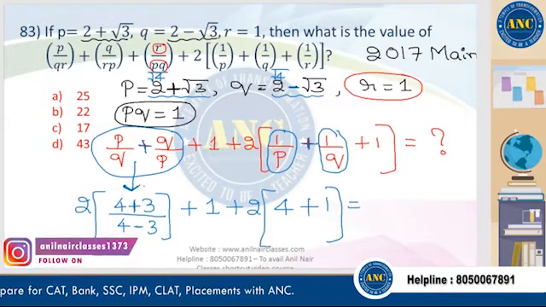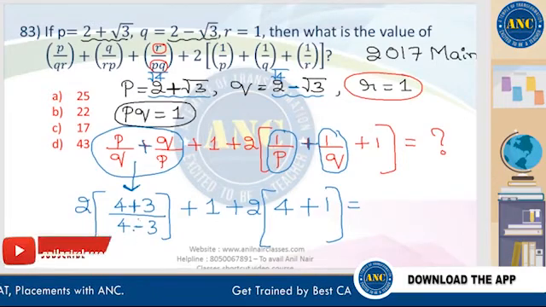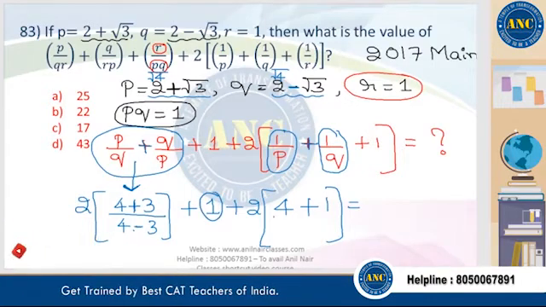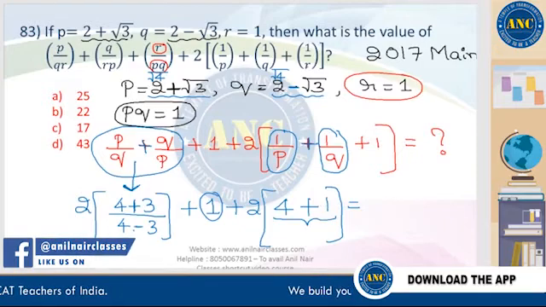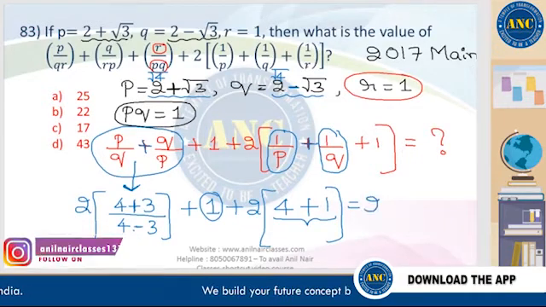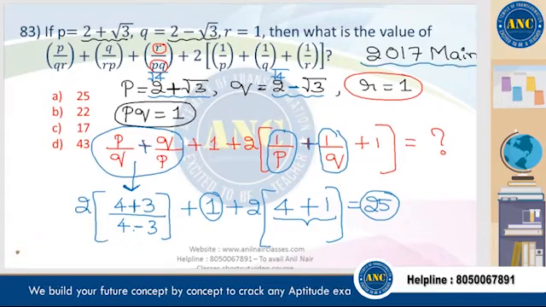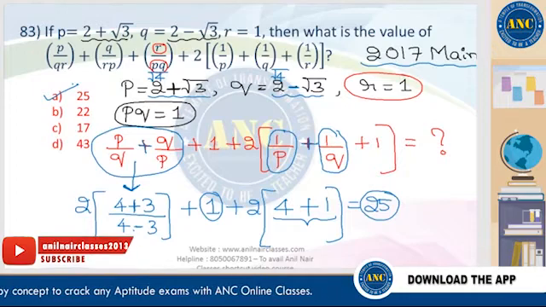So this can be simplified. 2 into 4 plus 3 is 7 by 1. 7 into 2 is 14. 14 plus 1 is 15. 15 plus 4 plus 1, 5. 5 times 2 is 10. 15 plus 10 is 25. The answer for this original SSC 2017 mains question is 25.